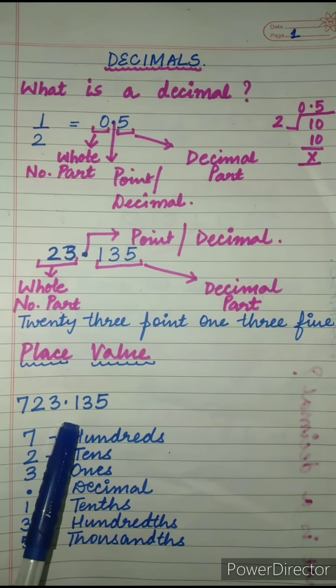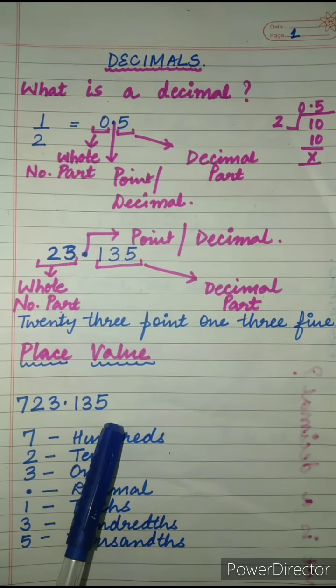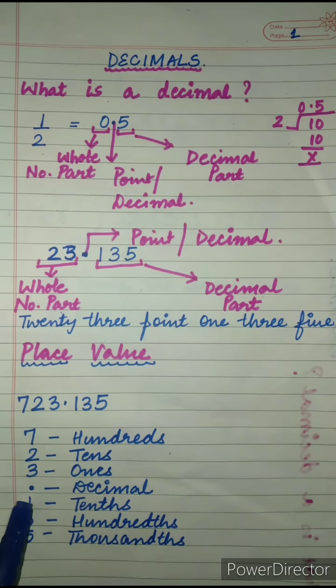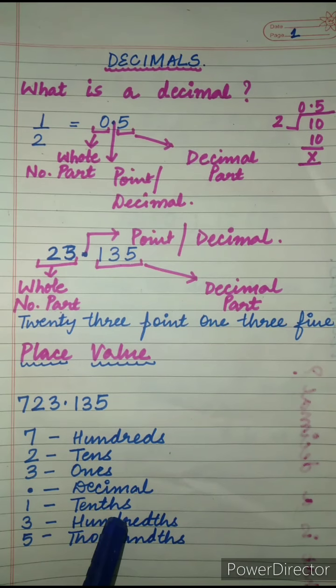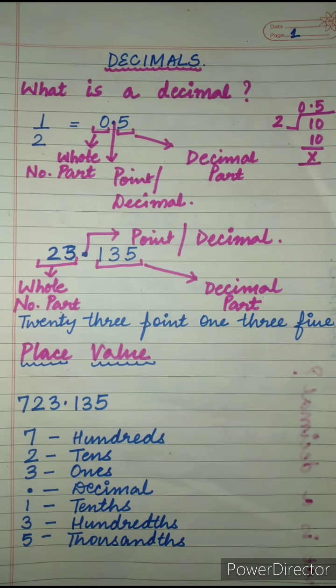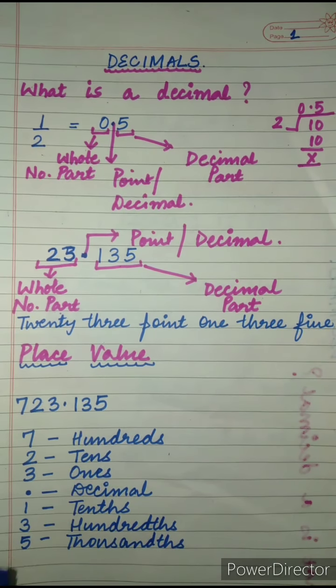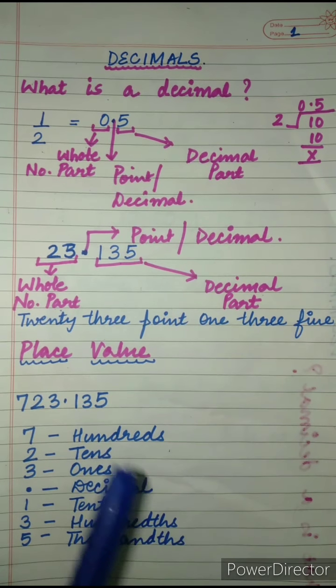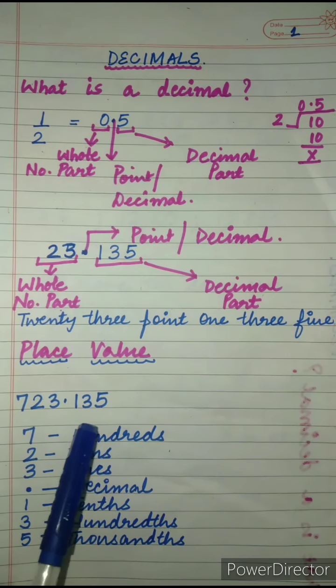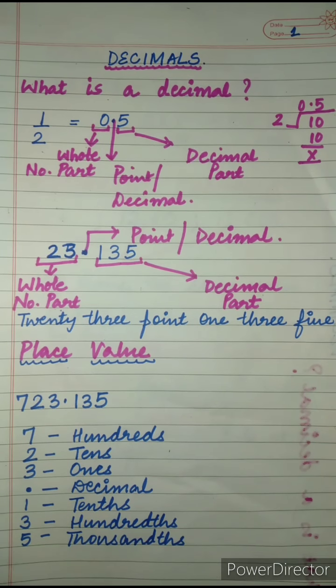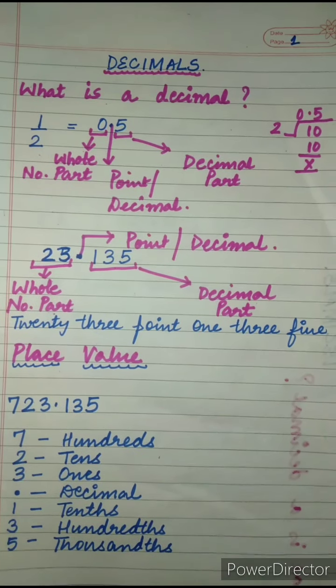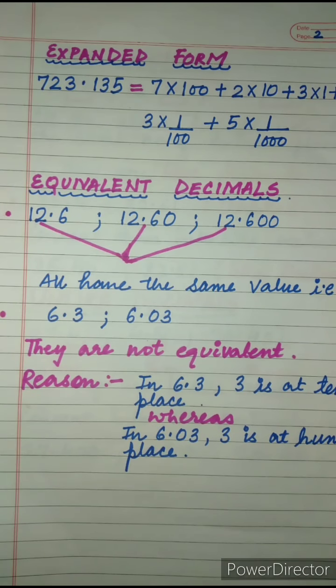Now let's talk about the digits which are written on the right side. That is 1 is at the tenths place, that is 1 upon 10. Then we have 3 at the hundredths place, that is 3 upon 100. Then 5 at the thousandths place, that is 5 upon 1000. After the decimal point, we do not have any ones place. The places start with tenth, hundredth, thousandth, and so on.